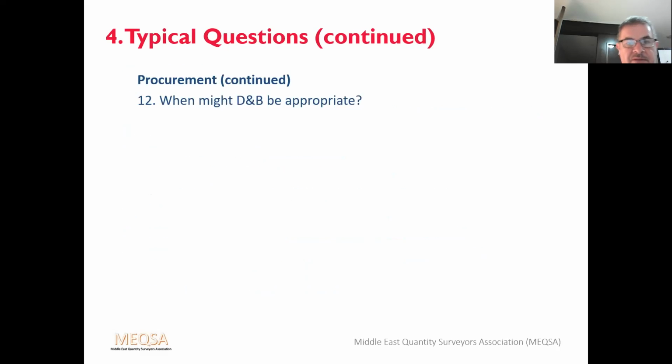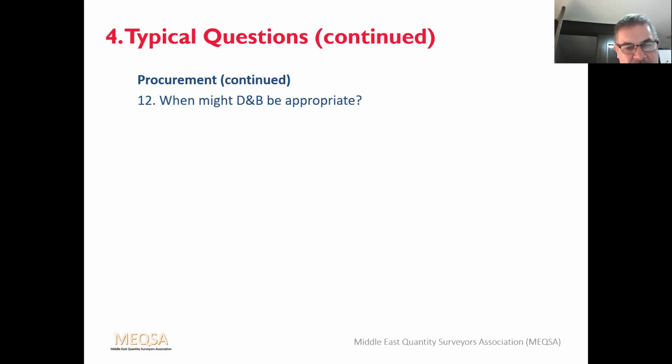When might D&B be appropriate? It's appropriate where there's a need for an early start on site, because you can overlap the design and construction. Where the client wishes to minimise their risk and not take responsibility for design, as I said, be very careful. In this part of the world, the client wants to transfer the risk, but also wants to keep control of design. That's not design and build. Be very careful. It's also appropriate for technically complex projects, where you get the benefit of the contractor's expertise, and where the employer does not want to retain control over design development.